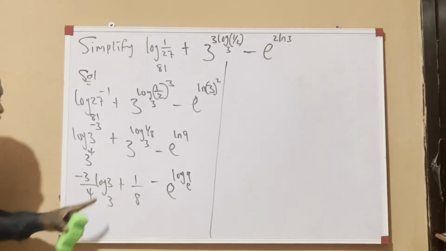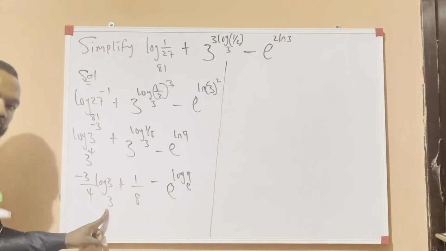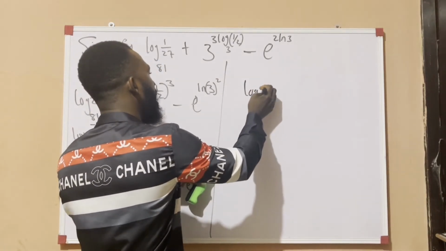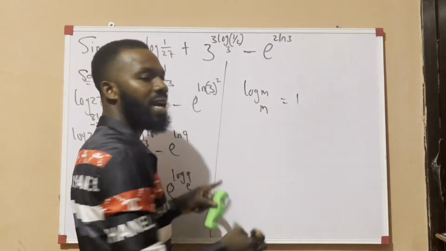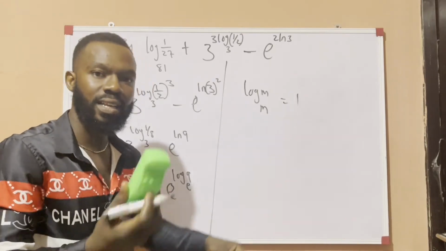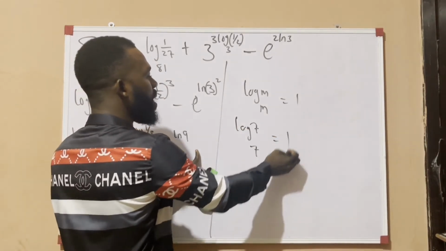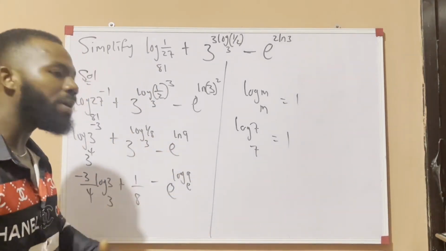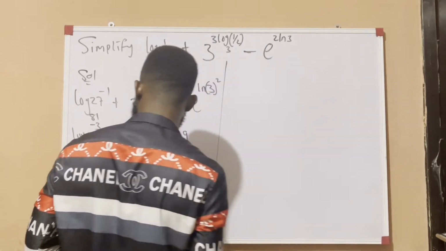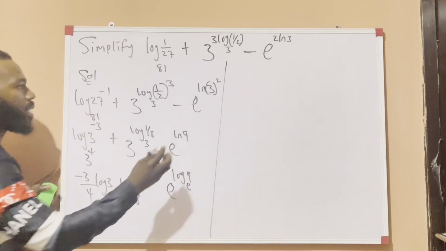Now, in logarithm, there's a law that says when the number and the base are the same, it is 1. So if I have something like this, log n base n, my answer is 1. Because why? The number and the base are the same. So if I have log 7 base 7, what is my answer? 1. Because the number and the base are the same. So now, without wasting time, let us continue. So it means log 3 base 3 is 1. So what do we have left here?